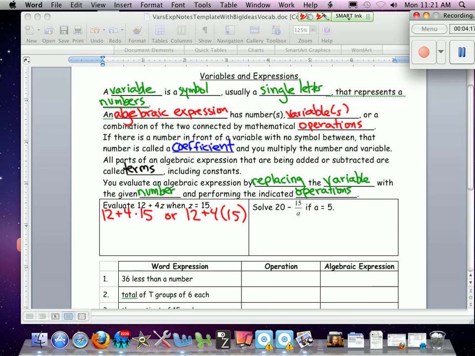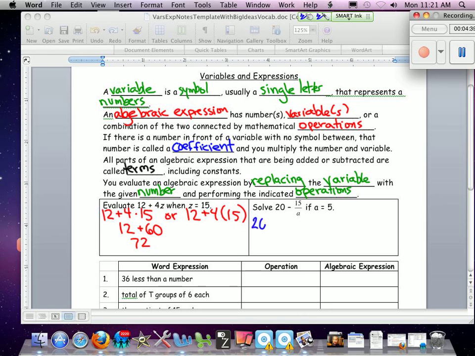So that where that variable used to be, you have parentheses 15. That way you know that it's supposed to be multiplication, because a number next to another number that's in parentheses means multiplication. At this point it becomes order of operations. So you don't do the addition yet, you just have that tagging along. 4 times 15 is 60. And then finally, you can add those together.